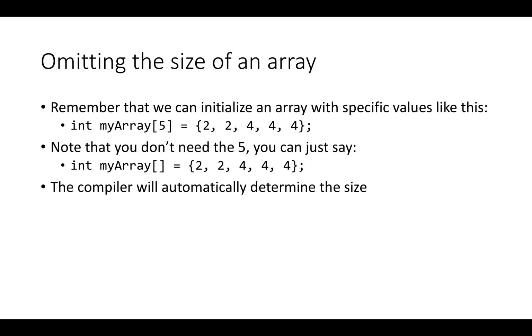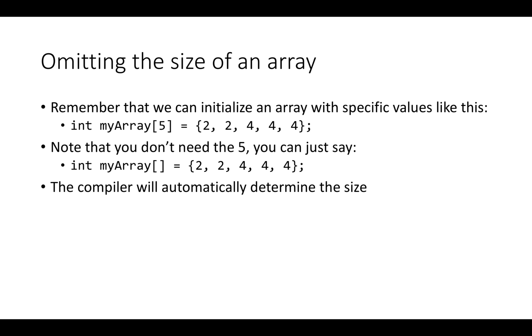All right, so omitting the size of an array. Remember, we can initialize an array with specific values like this. We say data type, variable array name, and then the size in our brackets equals, and then brackets with numbers or characters, separated by commas. In this case, we don't actually need to say the size of the array. We can just say what values we want to put in it, and the compiler will automatically determine the size. So if you see an array without any value specified here, that value is implicitly determined by how many items are in this list following the declaration.